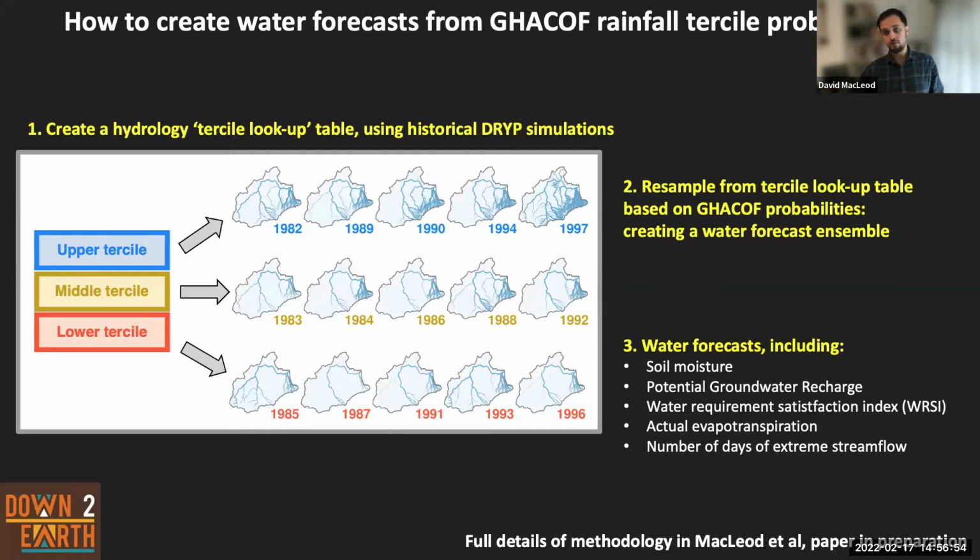Once we have that, we move on to step 2, and we can then apply a single tercile forecast, for example, from GHACOF. We can apply that to our tercile lookup table to create a new water forecast ensemble. We do that by resampling from each category. We resample a number of members based on the probabilities of each tercile category.